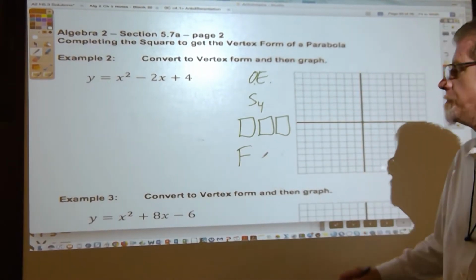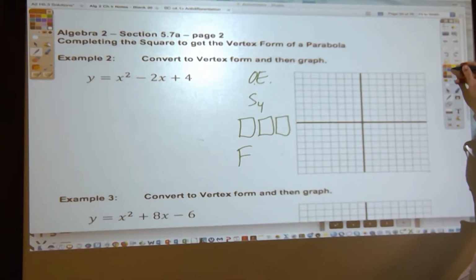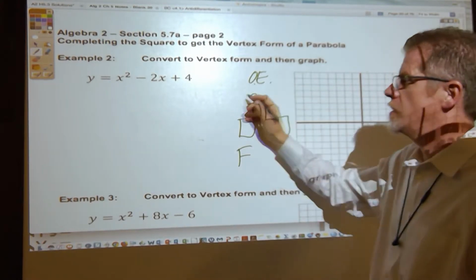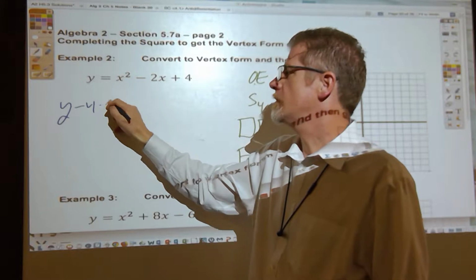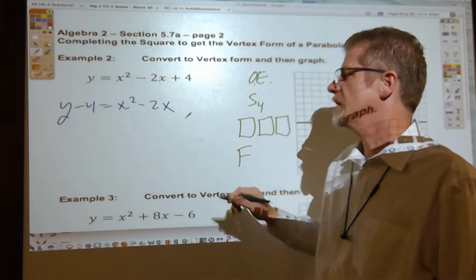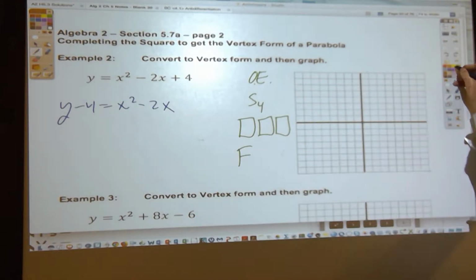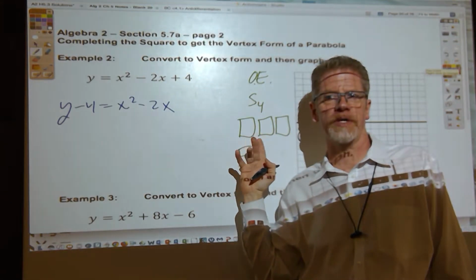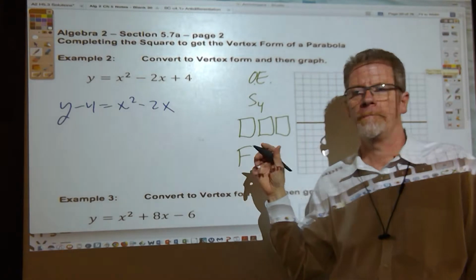Welcome back to Wheaton Academy. I hope the y minus 4 equals x squared minus 2x went okay for you. Who'd like to give me the triplet of numbers that populates the 3 boxes? Volunteer to give me the triplet. Sarah, you have it? Go ahead.